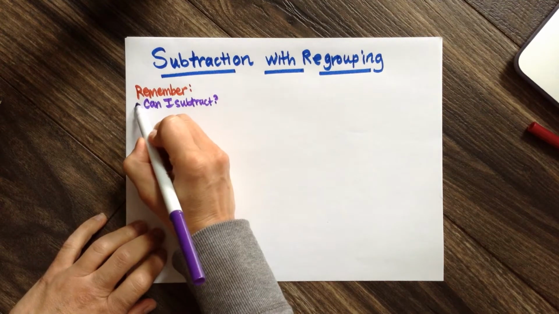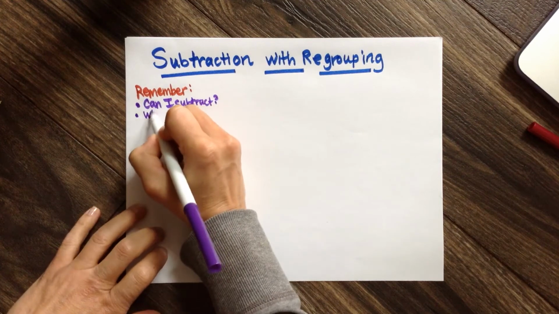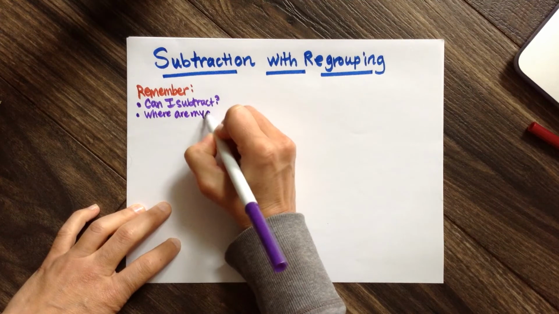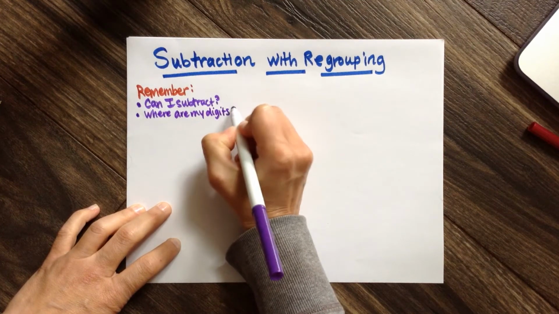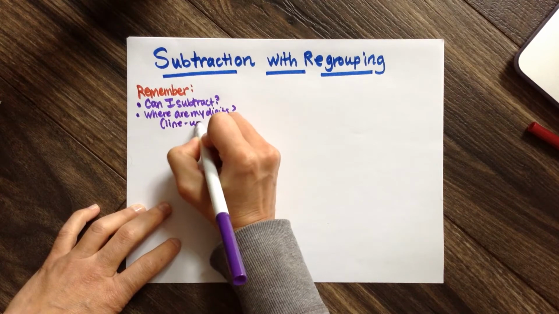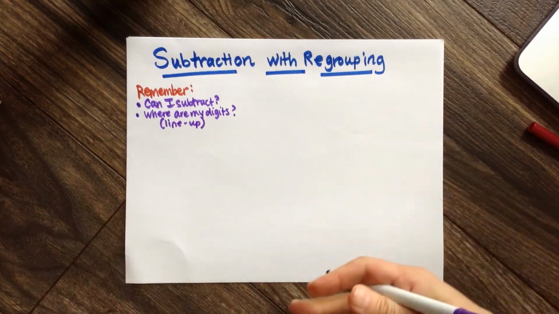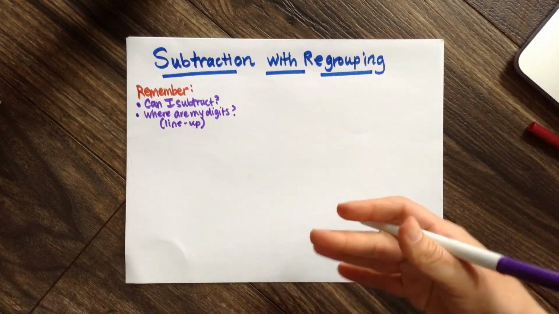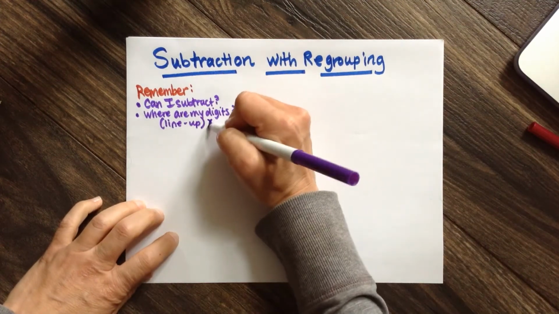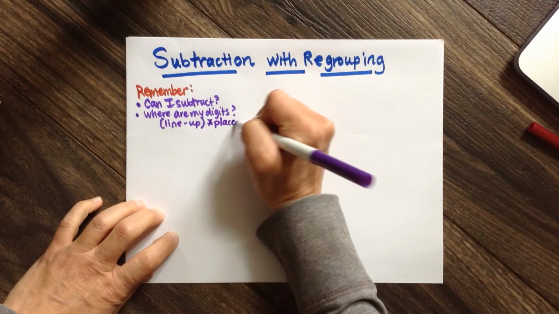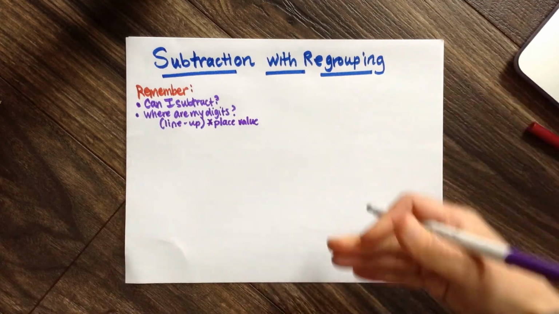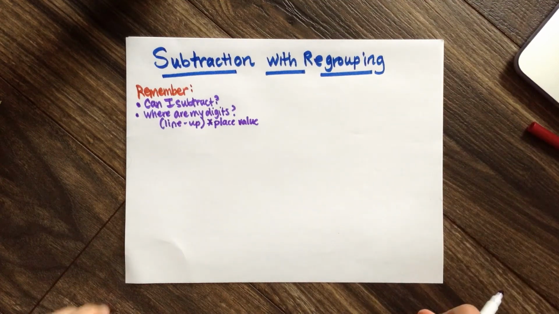I also want you to keep a note of where your digits are. Where are my digits? Which means we want to make sure that we're focusing on lining up correctly. So let's take a look at that lineup. Are my numbers in order? Are they lined up? And when we do that, we think about our place value. So this is where we think about our place value, which means, are my ones lined up with my ones, my tens lined up with my tens, and so on, okay?